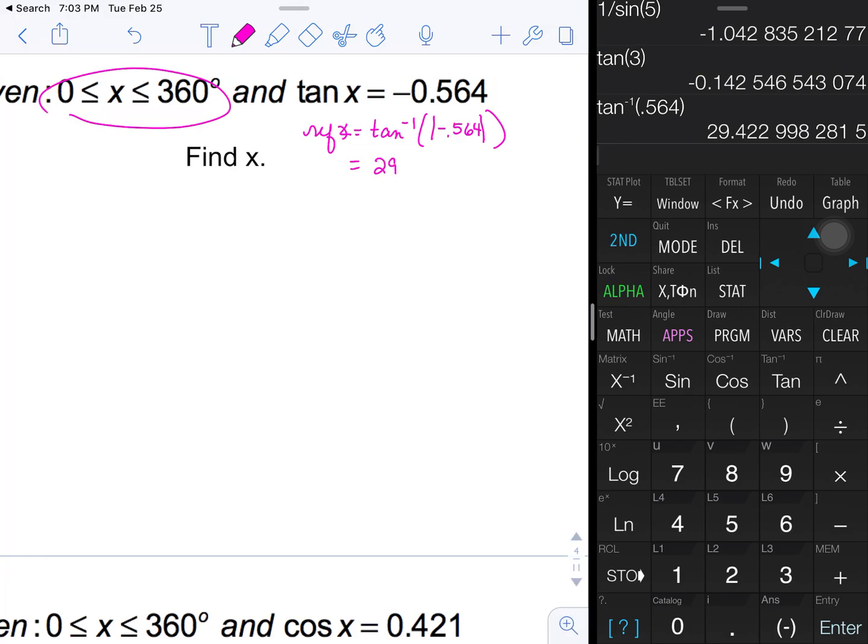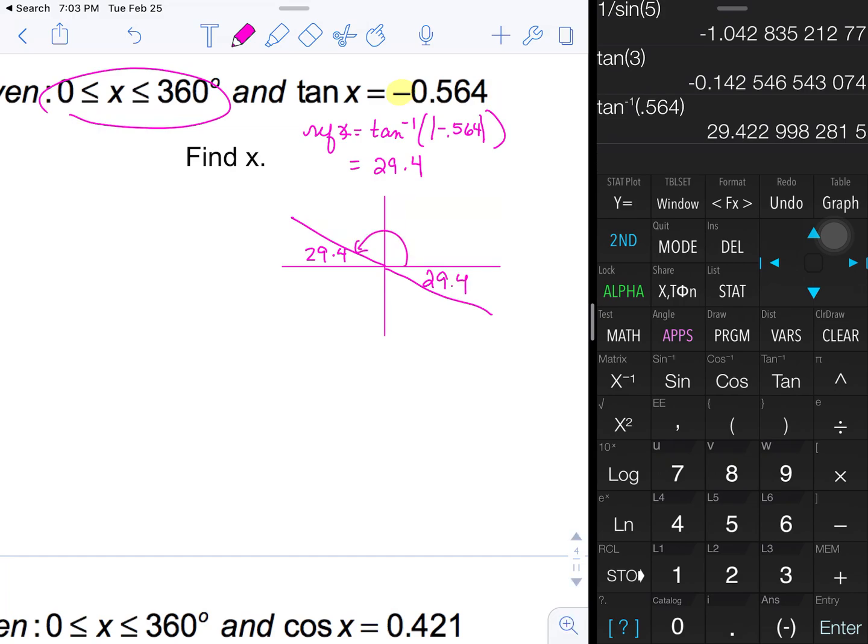My reference angle is 29.4. Now, looking at tangent, it is negative, which means that I'm going to have an answer where tangent is negative in the second quadrant and also in the fourth quadrant. So I'll have an answer in the second with a reference angle of 29.4 and also in the fourth with a reference angle of 29.4.